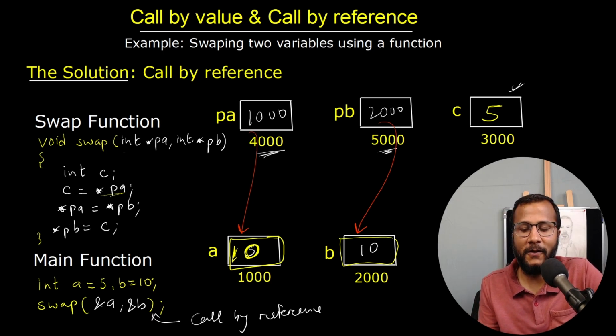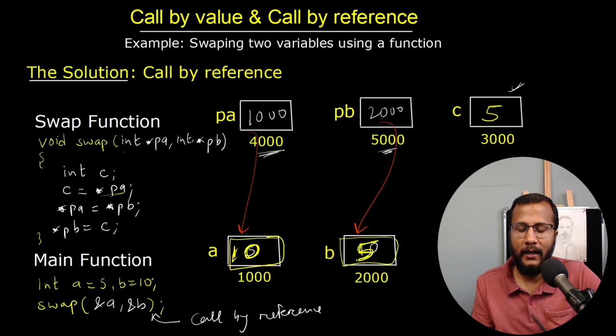Now *pb = c. *pb is nothing but this 10. Here the c should come. c is 5, so this would be 5. Now see, before swap the values were 5 and 10 for a and b respectively. After swap the values are 10 and 5 for a and b respectively.